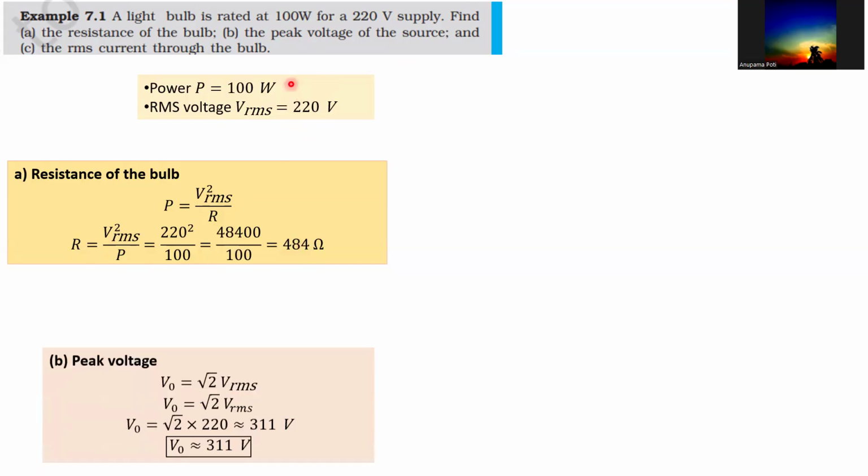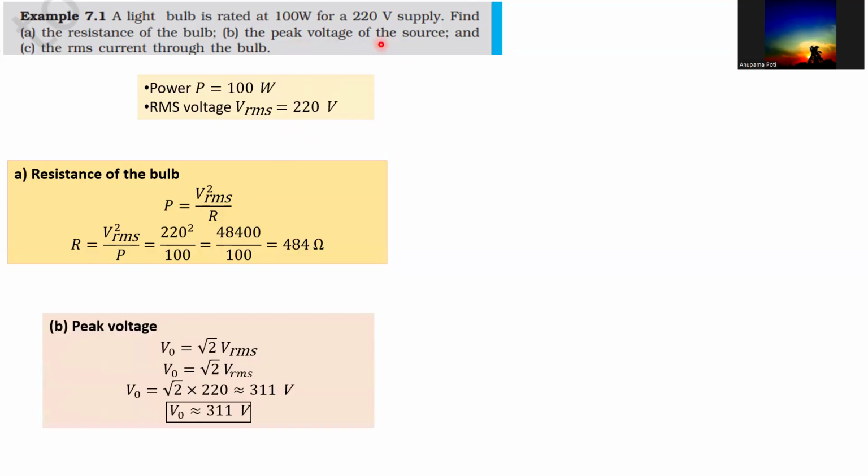Okay, second part, what is the peak voltage? What is the relation between V0 and VRMS? V0 itself is the peak voltage. VRMS equal to V0 by root 2. Now we want V0. V0 equal to root 2 into VRMS.